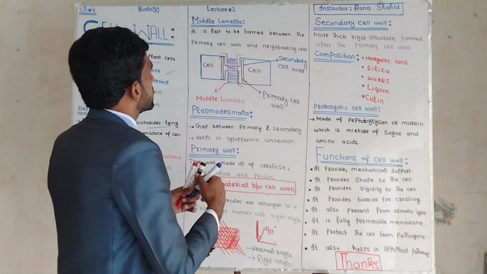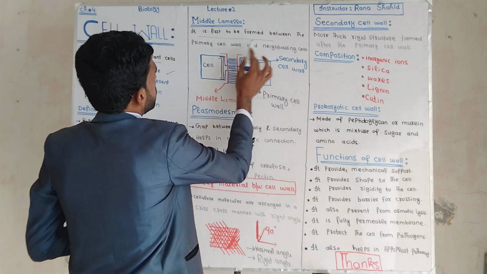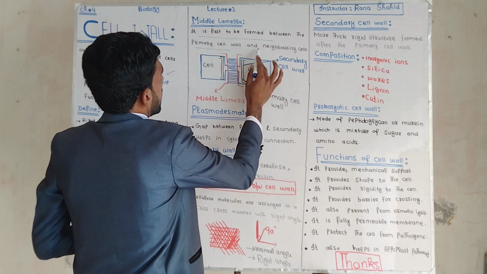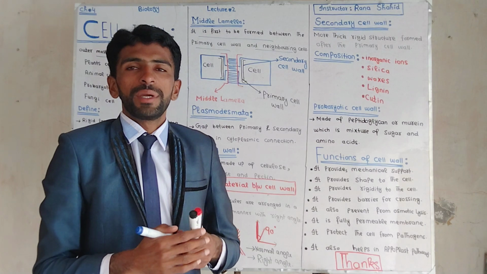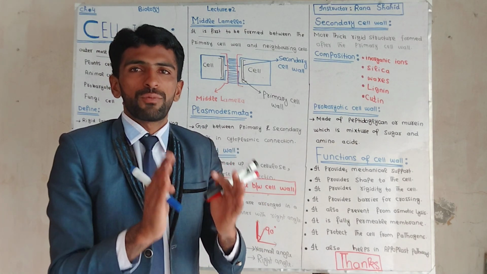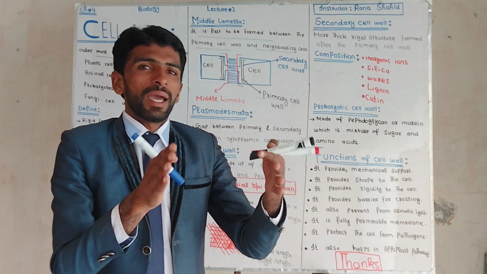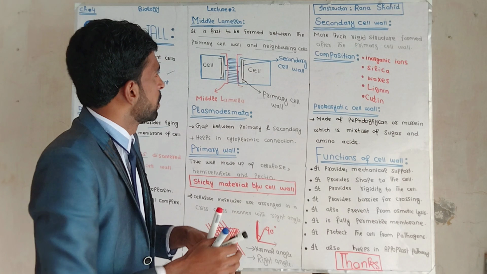So first of all we will describe the middle lamella. It is the first to be formed, between the primary cell wall and the neighboring cells. When we talk about the middle lamella, we say that it is formed first between two cells, between the primary cell wall and the neighboring cells.